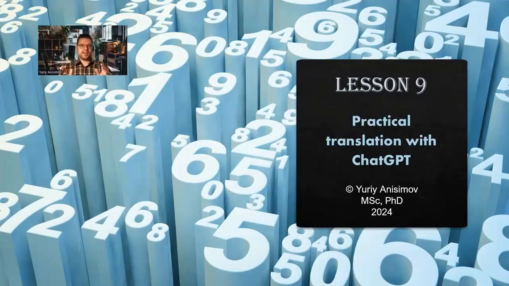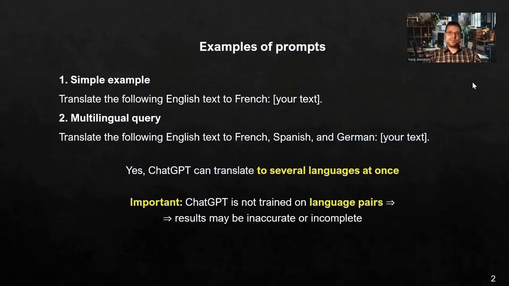So now we are testing another amazing feature of ChatGPT: translation. Yes, ChatGPT can serve as a translator, and now we're going to implement that in practice. Here you see examples of prompts. The prompts are pretty simple.